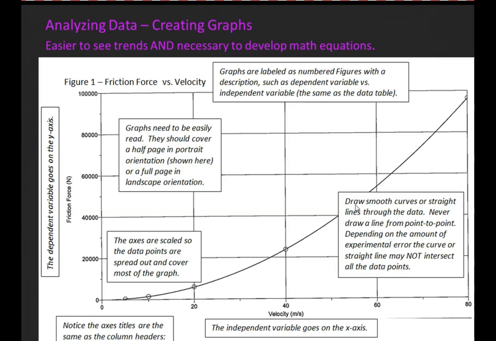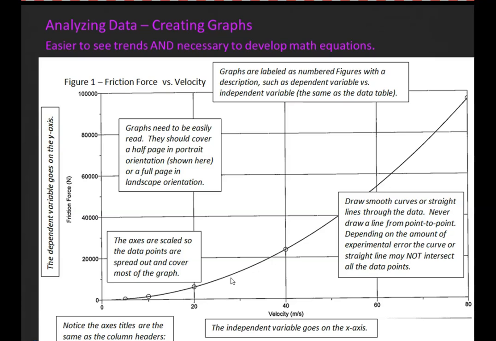Next, we want to draw smooth curves or straight lines through the data, or we don't want to have any curve or line at all. We do not want to draw a straight line from point to point, because if we draw a line, we want it to represent what's going on, and so it needs to be smooth and continuous. So this curve or line may not intersect all the data points and probably won't because of experimental error.